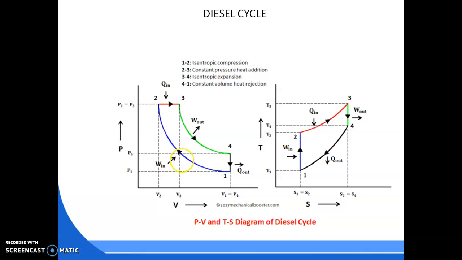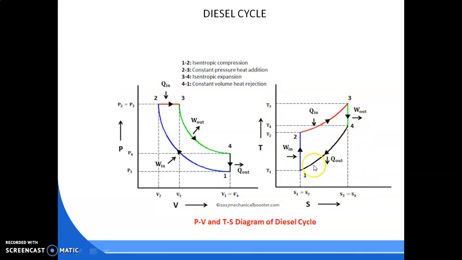So compared with the Otto cycle, 1 to 2, 3 to 4, and 4 to 1 are the same. The only difference is that in the Otto cycle, 2 to 3 is constant volume heat addition, but here it is constant pressure heat addition. So 2 to 3 is Q in, 4 to 1 is Q out, and 1 to 2 is work input, because compression always needs work input. In 3 to 4 we get the work. Okay. So 1 to 2 is isentropic compression.